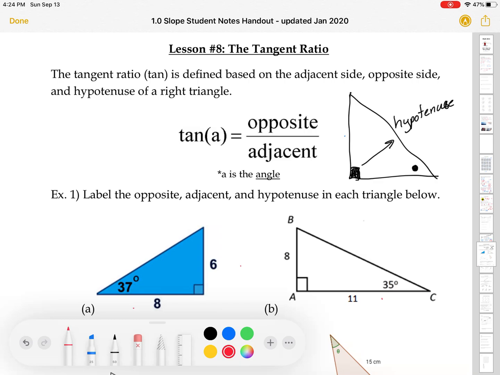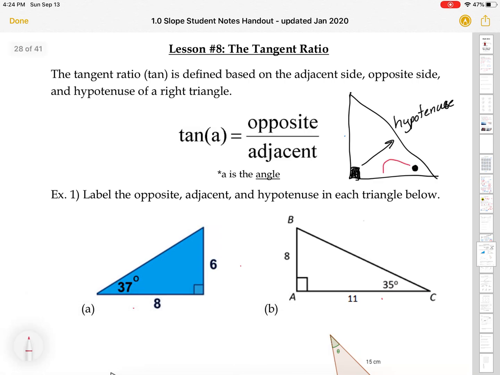So we have two other sides. We have one right next door to our angle and one across from it. Looking from this angle, the one right next door is called our adjacent side. The one across, or opposite, is the opposite side. Once you find the angle you're looking from, I like to draw these little lines in. You can eliminate the hypotenuse and then it's labeling the opposite and adjacent.